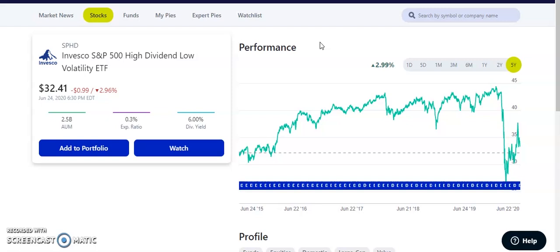Same with Realty Income. As long as it's trading under about $70, $75, I'm going to continue to add more on that one. And then we'll see where we go on from there.